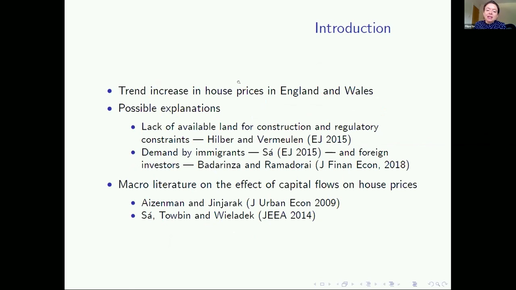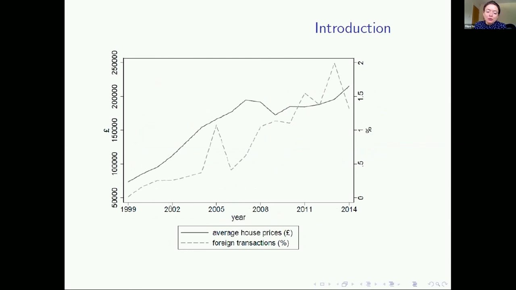When you look at the data and you plot foreign investment and house prices together, I will tell you more about the data sources, but this is just a rough picture. When you plot them together, you can see that they move upwards together. There has been an increase in average house prices in the UK over time, and at the same time, you see an increase in foreign transactions. It's quite volatile, but it trends upwards with house prices.